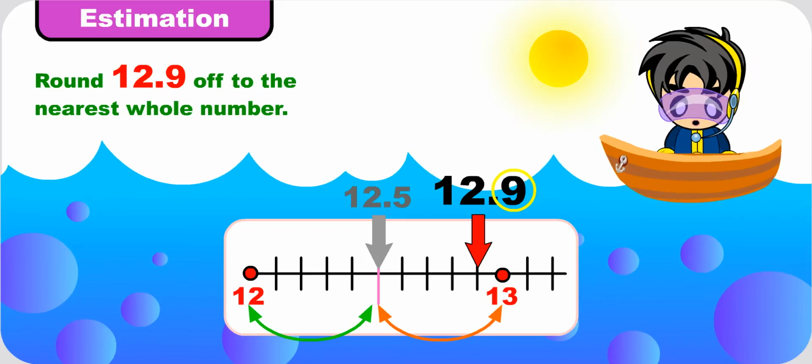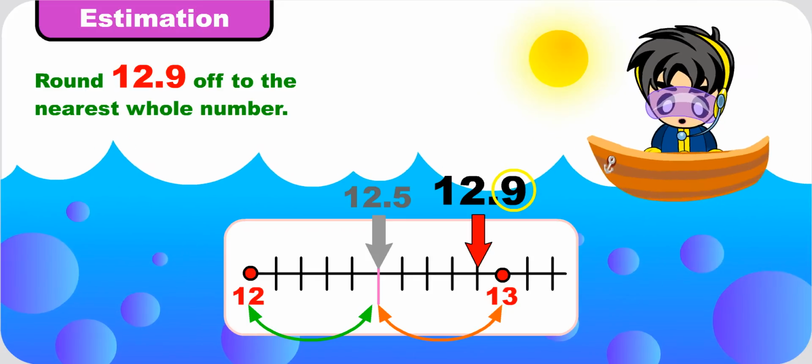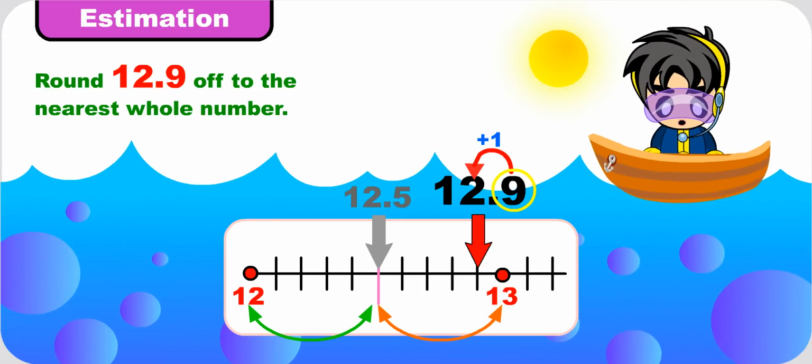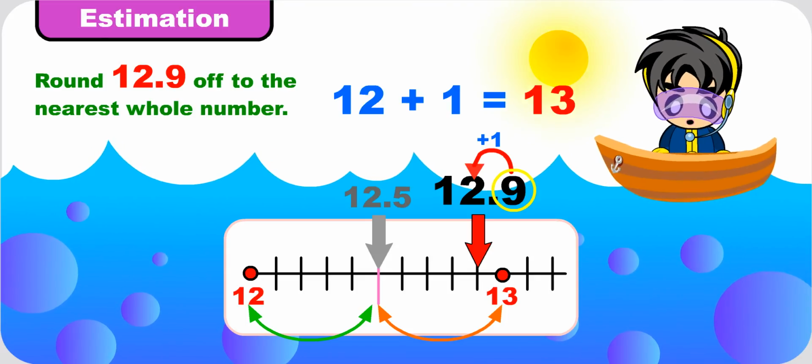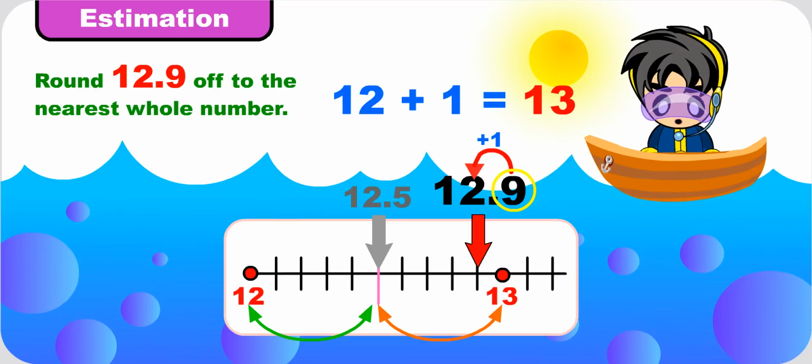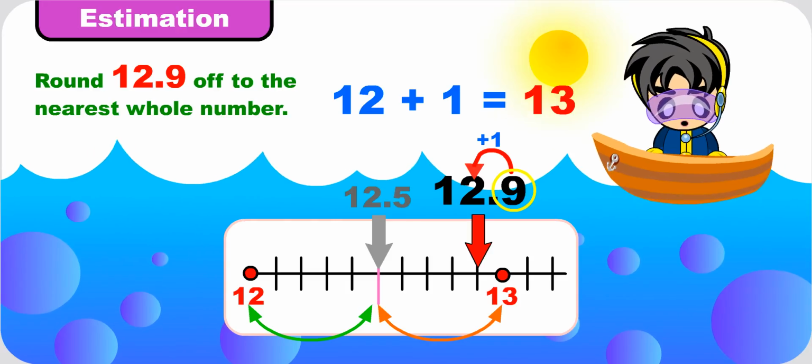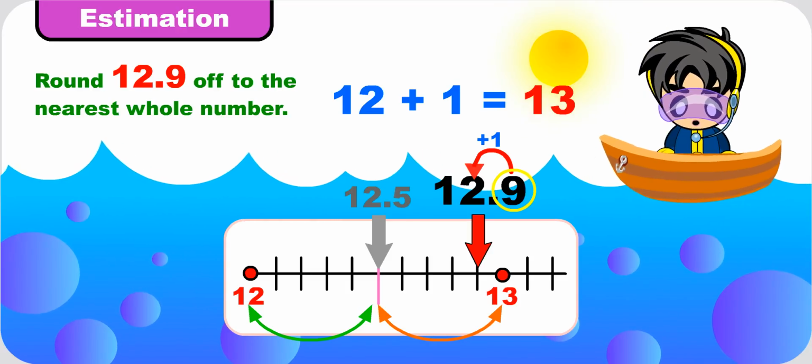Since 9 is greater than 5, I round up the decimal by adding 1 to the whole number, 12. 12 plus 1 makes 13. So the answer is 13. Now I understand, teacher.